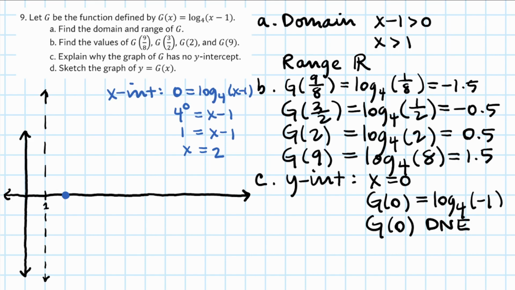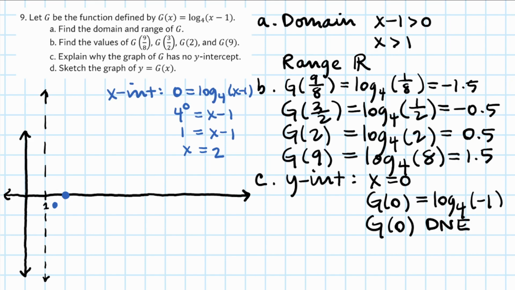I'm going to plot some other points, like g of 9/8. I don't know about that. Maybe g of 3/2. That's more like it. I can plot that one. And so at x equals 3/2, y equals -1/2. So 1.5, -1/2. That would be right here in the center of that square. Yeah, like that.